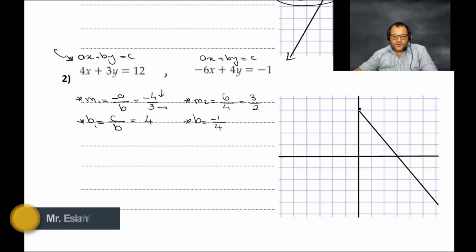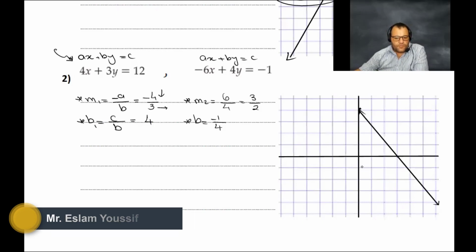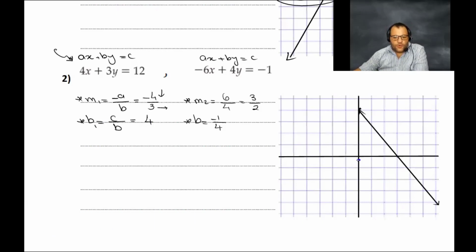Any problem for the first line? No, sir. Negative 1 over 4, going up 3, so it will be here: 1, 2, and 3. And going to the right 2 units. So that is the second point.